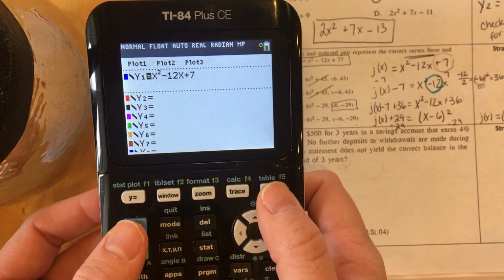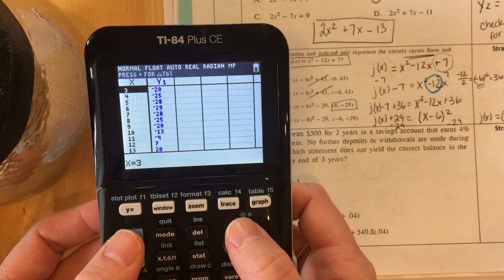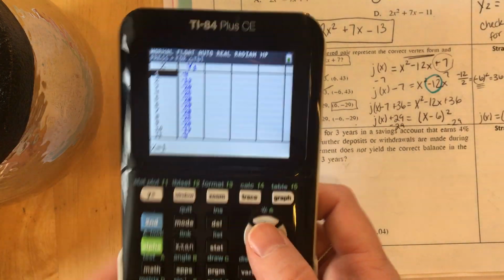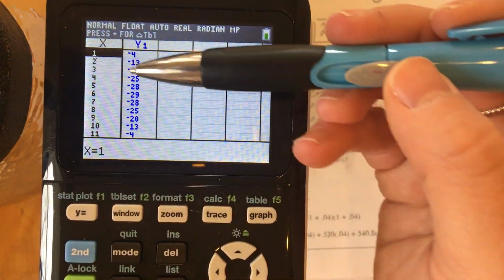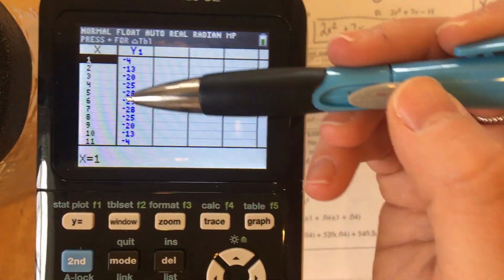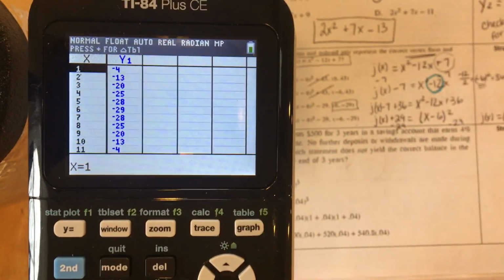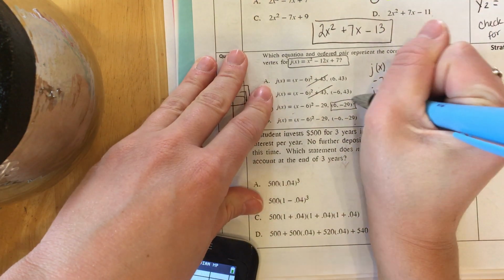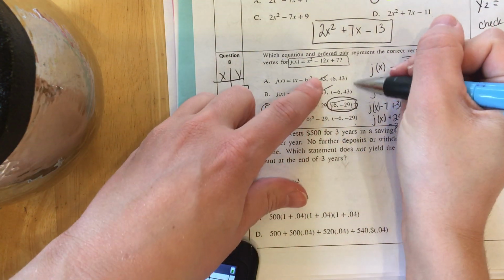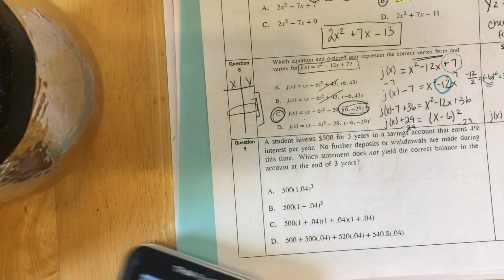Go into your table and find that symmetry. Now I happen to see it right here. But I want to go up, up, up until you start seeing your y values repeating. I have -4, -4, -13, -13. And they keep getting closer to that middle point, which is 6, -29, which is right here. It's the only vertex that I'm seeing that says 6, -29. So C must have been my answer then, okay?